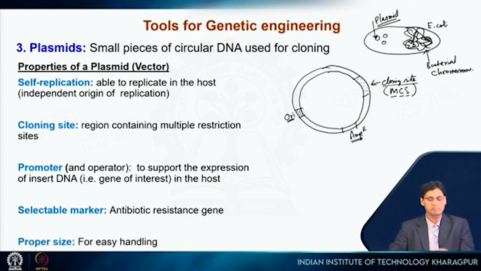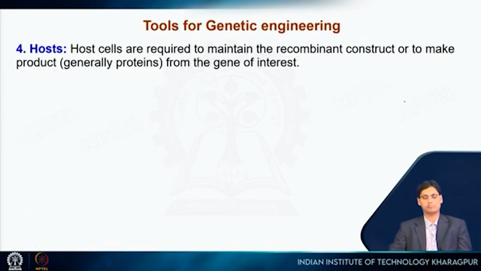And then proper size for easy handling. If it is too big, then it is a little bit difficult for handling. So that is why another important thing is that the size should be somewhere where it will be more useful, right, not very big or not very small. And this is your promoter site which I mentioned before. These are the basic features of plasmid which are very beneficial for our genetic engineering approach.